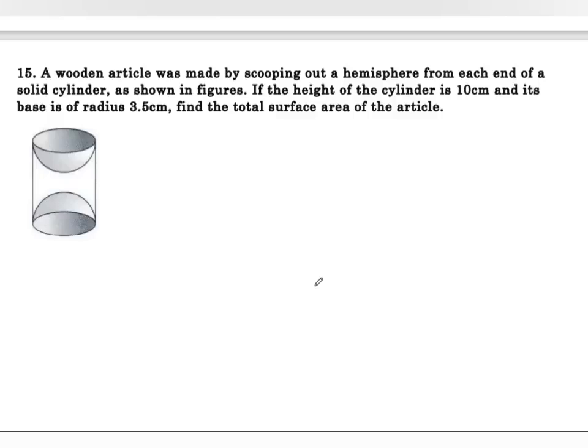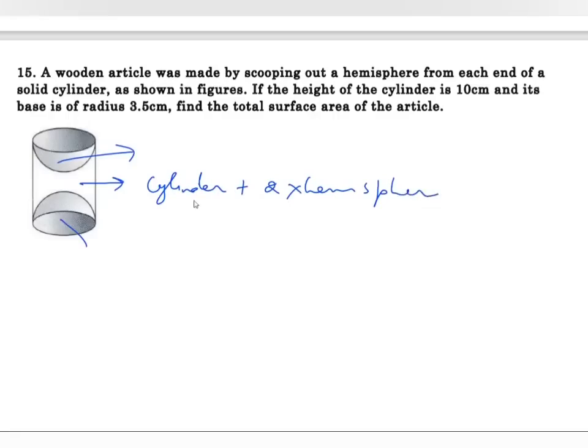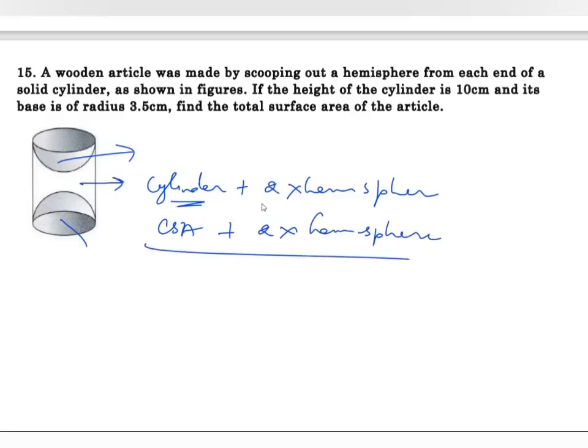So, same question, similar question. How many solids are there? It is a cylinder plus 2 hemispheres, that is 2 times hemisphere. Now what do you need to calculate? CSA of cylinder plus 2 times CSA of hemisphere. So if you calculate the CSA of cylinder and 2 times the CSA of hemisphere, then add it, what you get is the total surface area of the article.